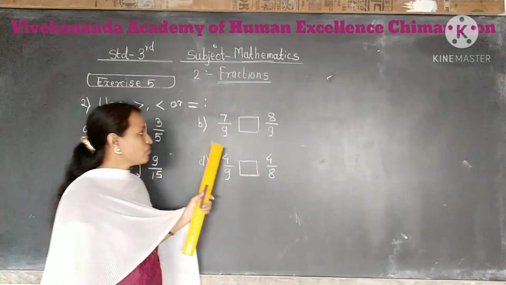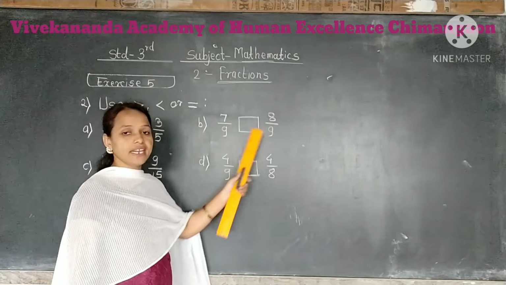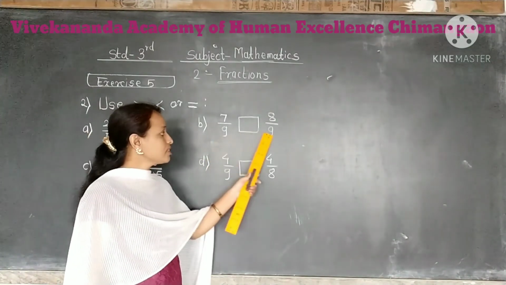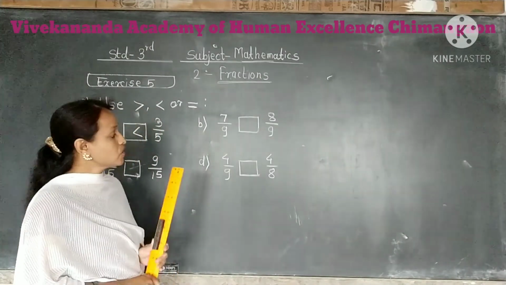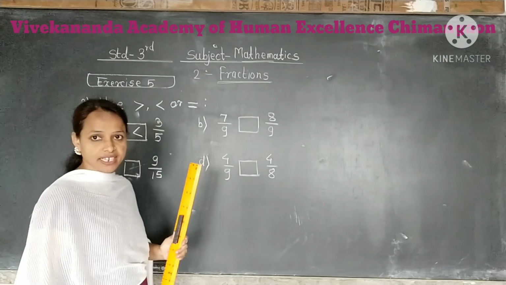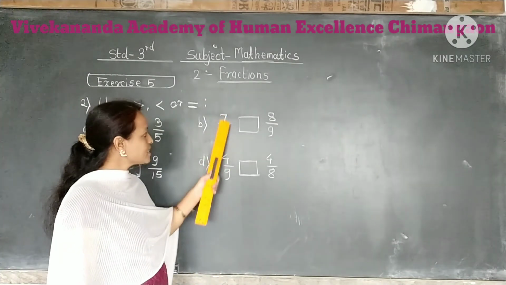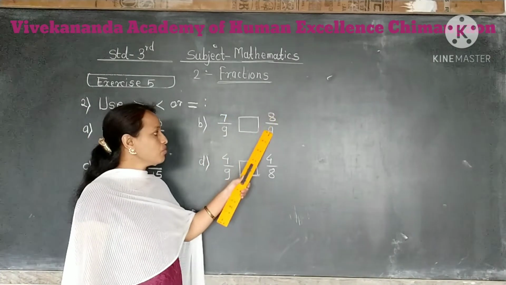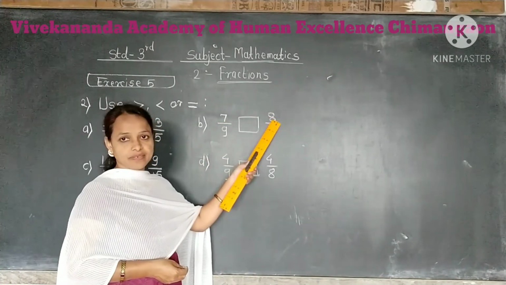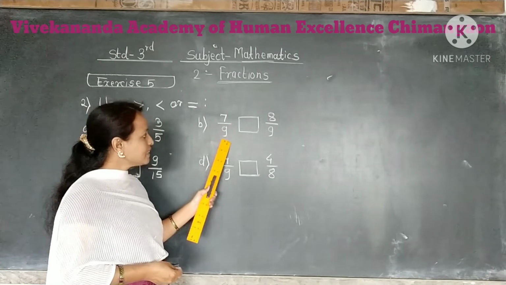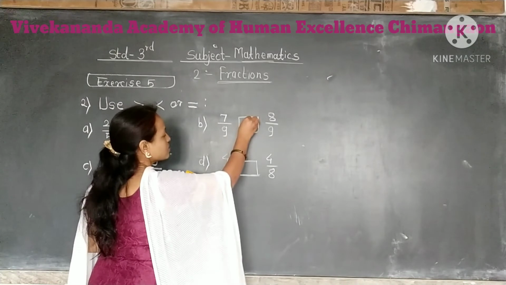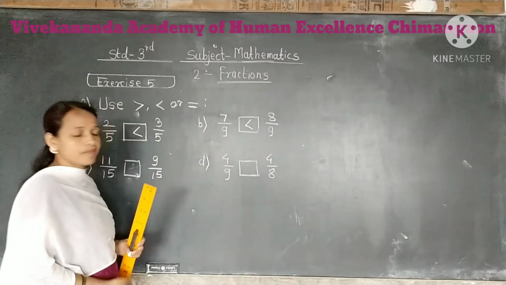Now the next pair of fractions, 7 upon 9 and 8 upon 9. This pair of fractions also has the same denominator. So here whose numerator is greater, that fraction is the greater fraction. 7 upon 9, its numerator is 7, and 8 upon 9, its numerator is 8. 7 is less than 8. So 7 upon 9 is less than 8 upon 9. So here also we use this one.